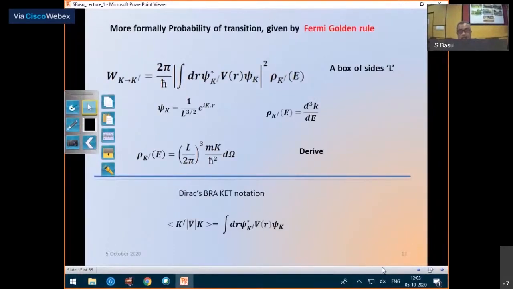So now I'll use an expression which is known as Fermi's golden rule. I will go slow here and explain term by term, but those of you who are masters in physics will be very much familiar with this expression. And for those who have not done masters in physics or are unfamiliar, I will tell you that this is nothing but a transition probability.